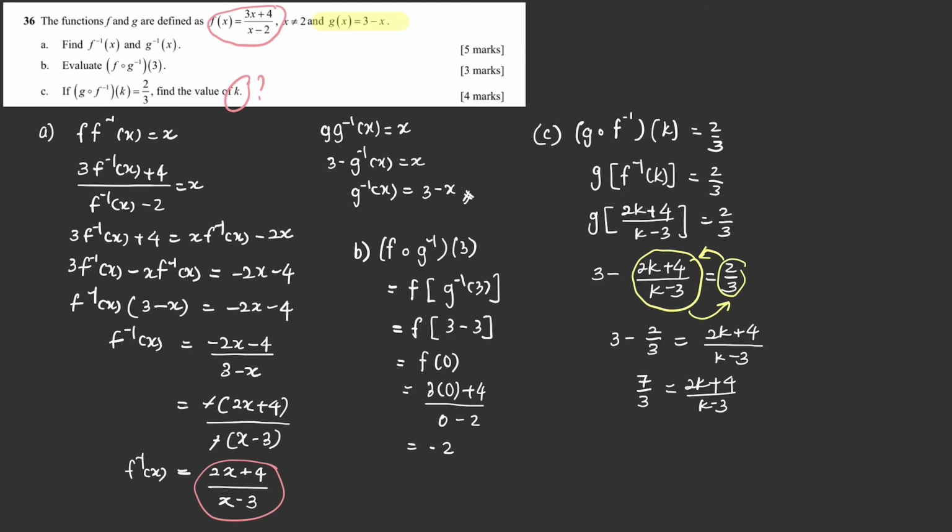Don't forget to cross multiply. So 7K minus 21 equals to 6K plus 12. 7K minus 6K will be K, and 12 plus dengan 21 will be 33. Dapat dah jawapan dia. K sama dengan 33. Settle.